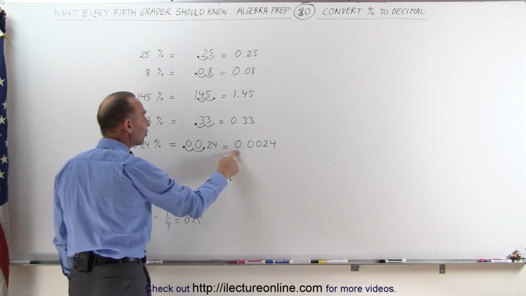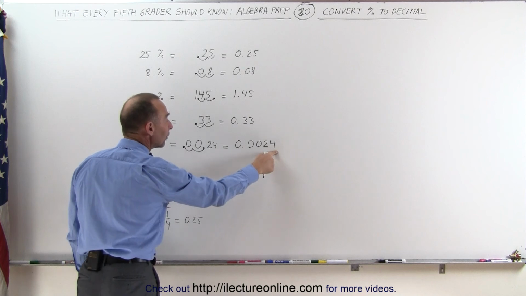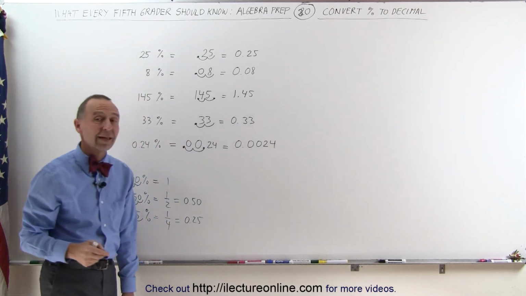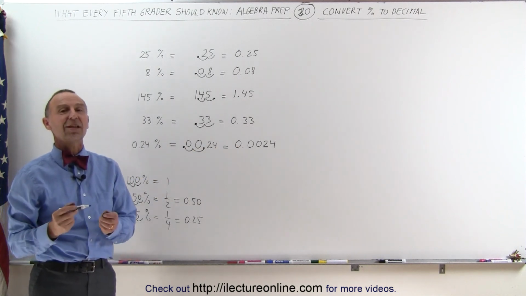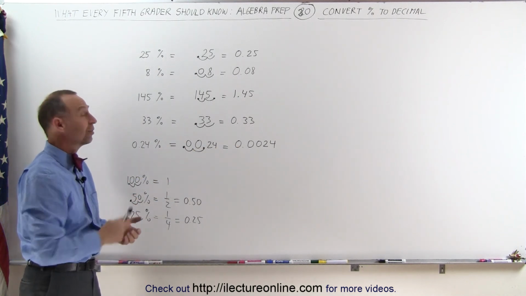0.24% is the same as 0.0024. We simply move the decimal place over 2 spots, and we've changed a percent into a decimal. And that's the technique we use to change percentages to decimals.